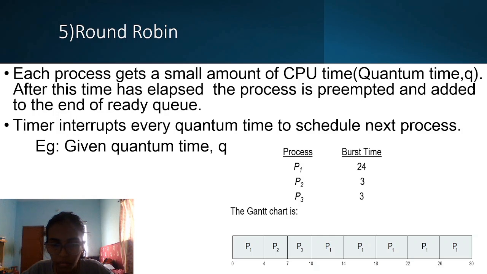We can see that P1 is executed for 4 burst time, and then it is switched to P2 and P3. Since P2 and P3 burst time is 3, which is lesser than the quantum time, their execution is already completed. The remaining burst time of process P1 is executed at intervals of 4 quantum time.